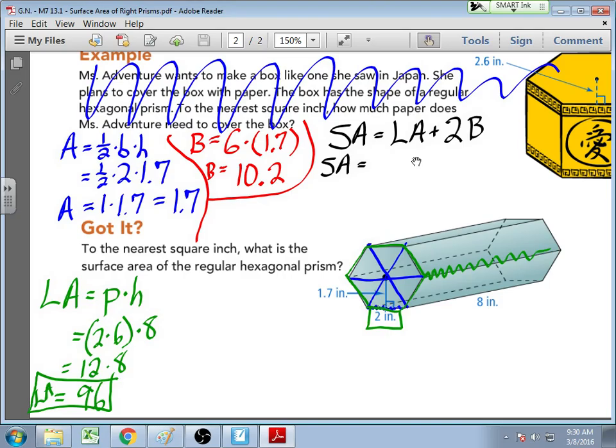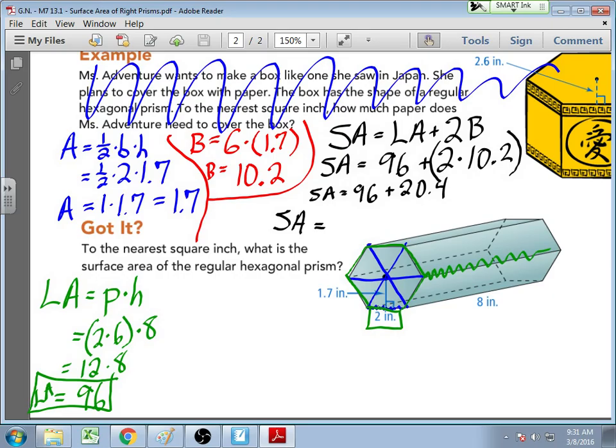So I plug in my lateral area is 96. 2 times the base area. Well, my base area was 10.2. So again, I like to put this in parentheses just to make it a little neater. What's 2 times 10.2? So I have 96 plus 20.4. And my final surface area comes out to be 116 and 4/10 squared. Nice, I like that. Bella, thinking that's what I was fishing for, even said it the more correct manner. 116 and 4/10 inches squared, if you want to be absolutely correct.